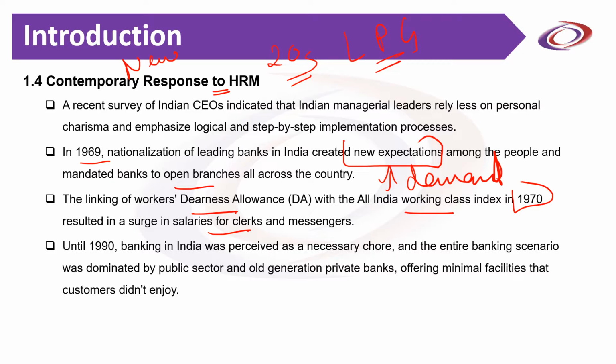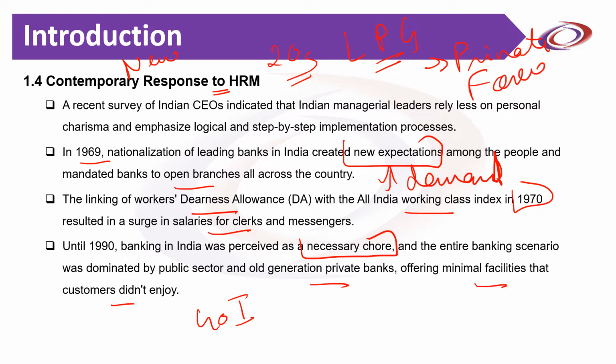But then what happened? Until the 1990s, banking was only considered a necessary chore in India. There were only the public sector banks and the old generation private banks that existed, and they offered minimal facilities and the customers didn't really enjoy them. But after that, what happened? The government of India took various steps, liberalization and privatization happened, and then private sector banks were opened as well as foreign banks established their branches in India.